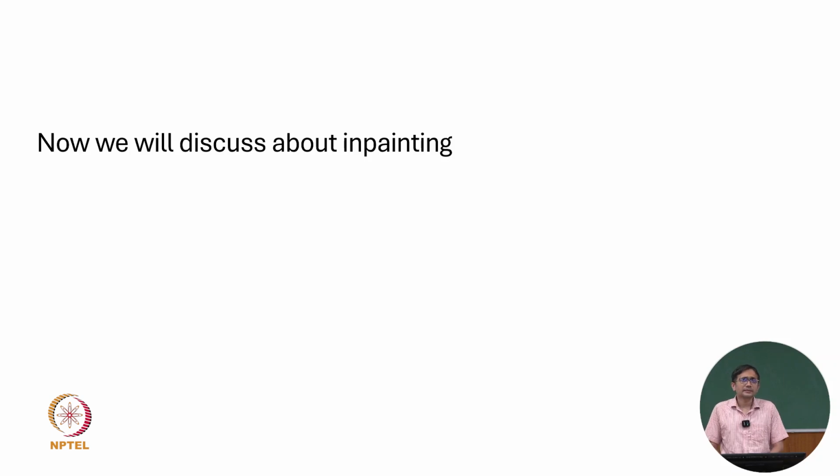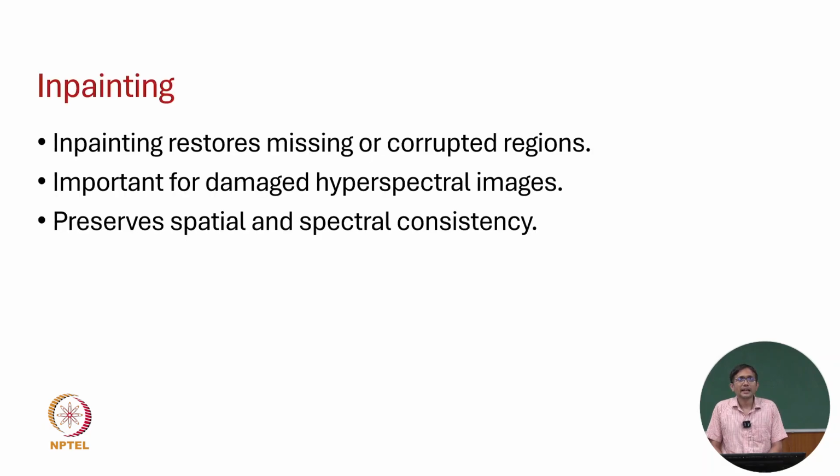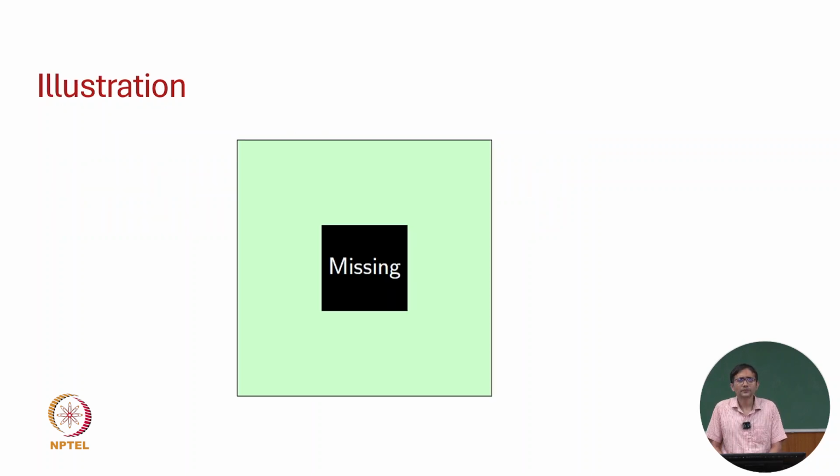Now, the last topic that we'll discuss in hyperspectral image enhancement is inpainting. Inpainting restores missing or corrupted regions, important for damaged hyperspectral images. The goal is to preserve the spatial and the spectral consistency while restoring these missing regions. So this is a very simple illustration. Given a particular image, we have a particular area in this which is missing.